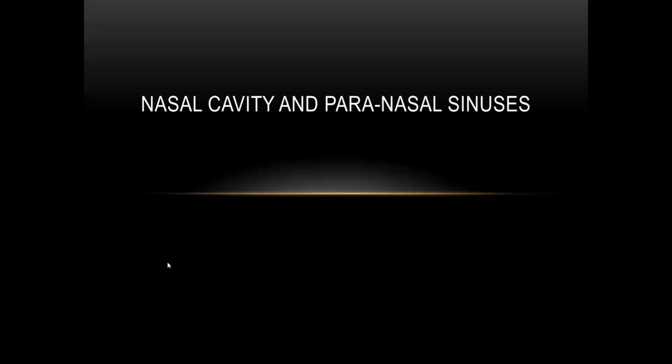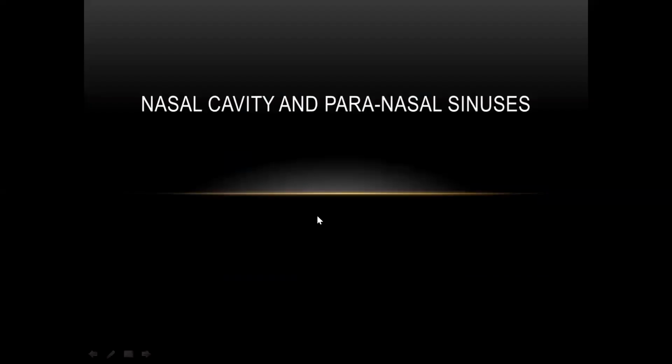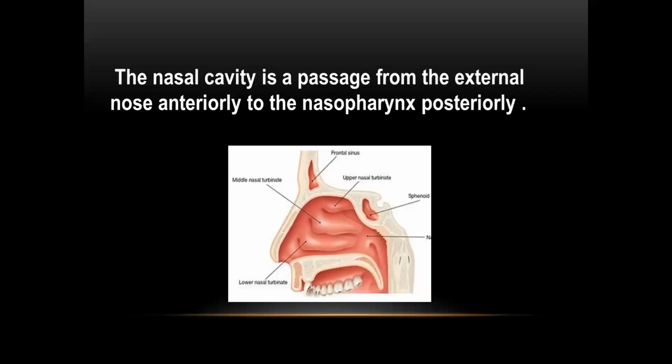Nasal cavity and paranasal sinuses. The nasal cavity is a passage from the external nose anteriorly to the nasopharynx posteriorly. The nasal cavity is a passage from the external nose to the nasopharynx posteriorly.